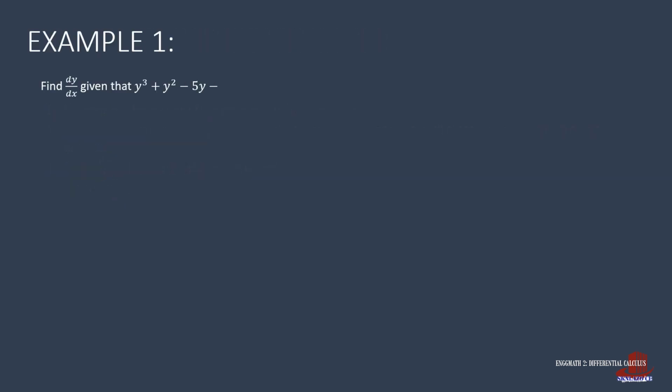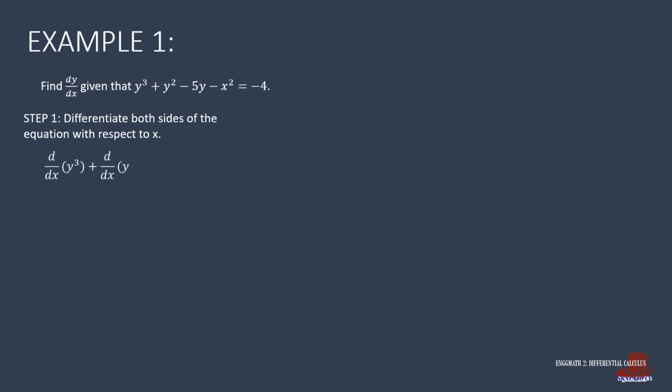For the first example, we are tasked to find dy all upon dx from the equation y cubed plus y squared minus 5y less x squared is equal to negative 4. The first step is to differentiate all terms, and that is by applying d all over dx to each of them. So with the various differentiation rules, we get the derivative of y cubed as 3y squared, then by the chain rule, we connect dy all over dx.